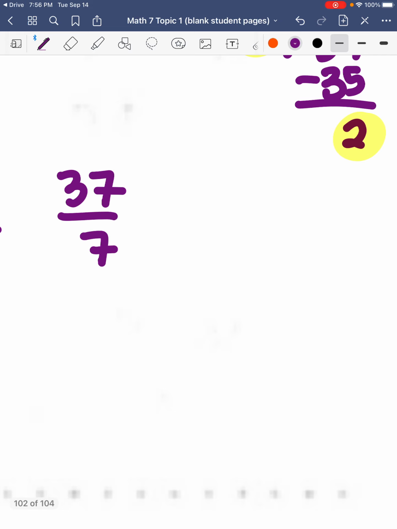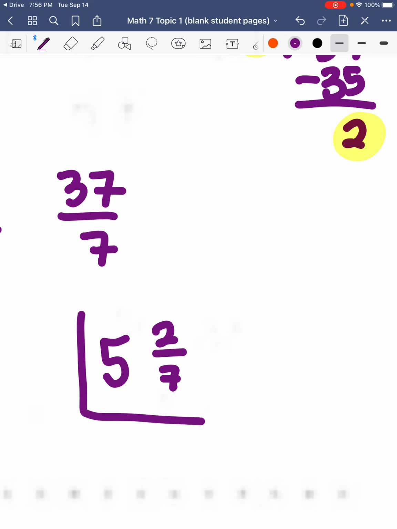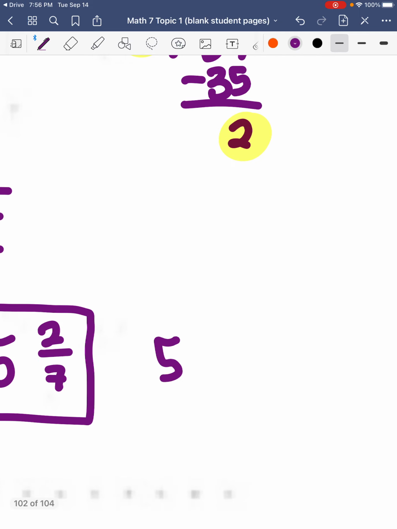So my answer is 5 2/7. That's how long it's going to take in weeks for the plant to grow that many inches. So what that really means is 5 weeks and 2 days.